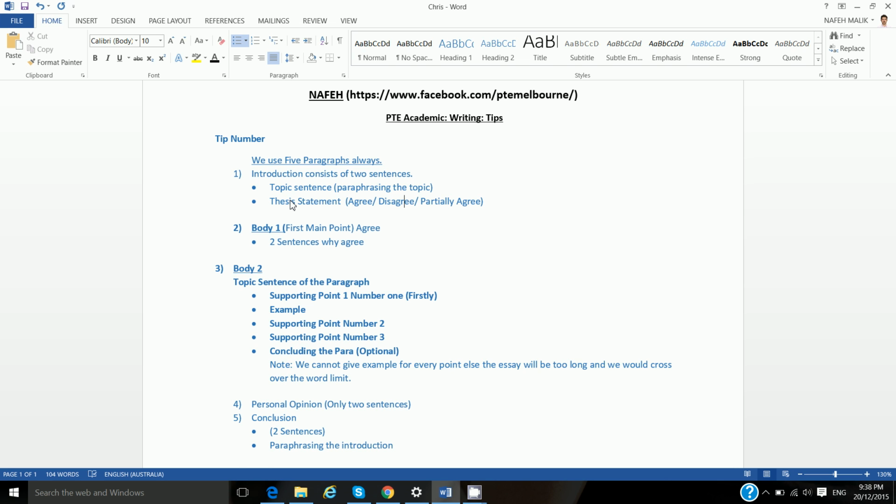The first sentence will be a topic sentence. The topic sentence is just a paraphrase of the question. You'll paraphrase it in your own words and write a simple paraphrase topic sentence. The second sentence is the thesis statement. The thesis statement is whether you agree, disagree, partially agree, or in case of an advantage or disadvantage, you believe the advantages are more than disadvantages, or vice versa. Or do you think that both are equally important? Whatever thesis statement is up to you, however you want to write it.